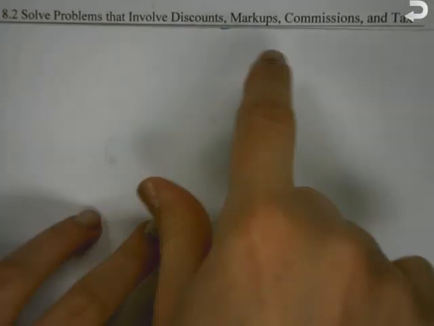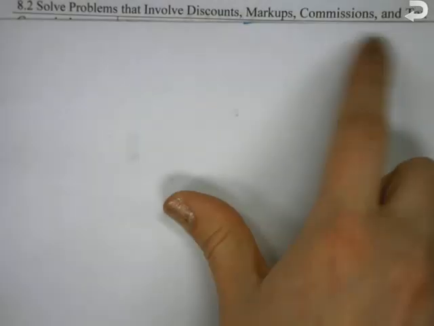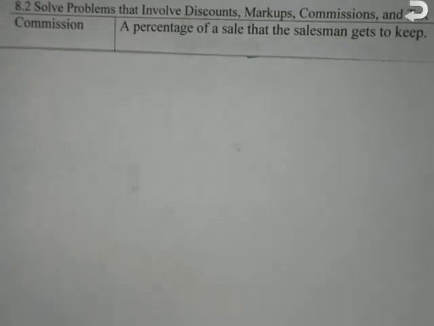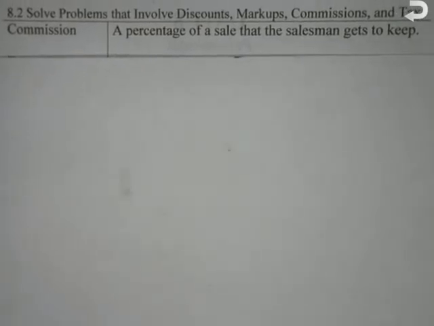Commission means that a salesperson makes a percentage of what they sell and they get to keep that for themselves. That's called commission. And then tax, and we all know what tax is, right? You pay tax on different things, and the tax money goes towards the schools, the parks, and all that kind of good stuff for the city. So I want you to define commission, just so that you know what it is. Commission is a percentage of a sale that a salesman gets to keep.